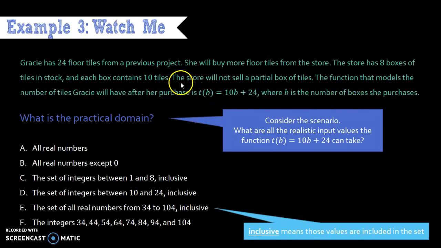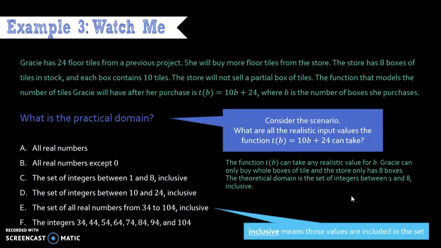It says right here that the store cannot sell a partial box of tiles, so I know that B can't be a decimal or a fraction. I don't want part of a box of tiles because that's not possible. The store will not sell that to Gracie. I also know that the store only has 8 boxes of tiles in stock, so she can buy no boxes all the way up to 8 boxes exactly, but she can't go past 8 boxes.